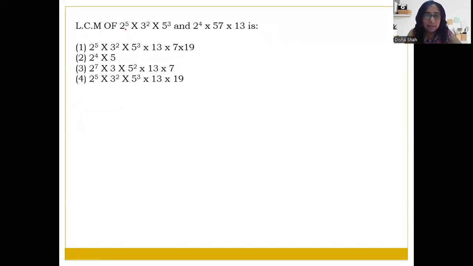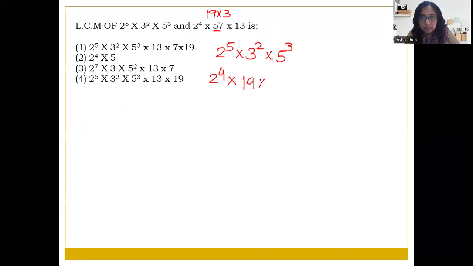Now next is find the LCM of these numbers. So one number is 2 raised to 5 into 3 square into 5 cube. Okay, and here it is 2 raised to 4, but here it is 57, and 57 is not a prime number, so whatever numbers you write, you break them into pieces. So 57 can be written as 19 into 3, so we will write 19 into 3 and 13. Always ensure that this base has to be a prime number. Like here 57 was not a prime number, so we broke it into 19 into 3.